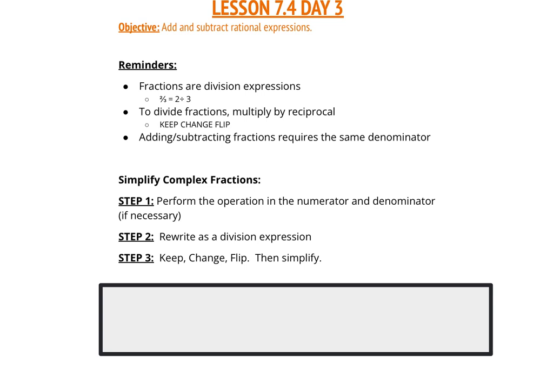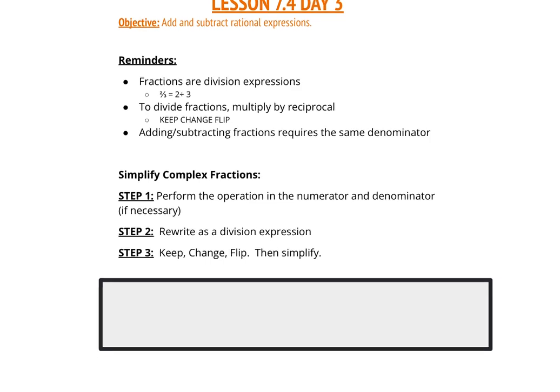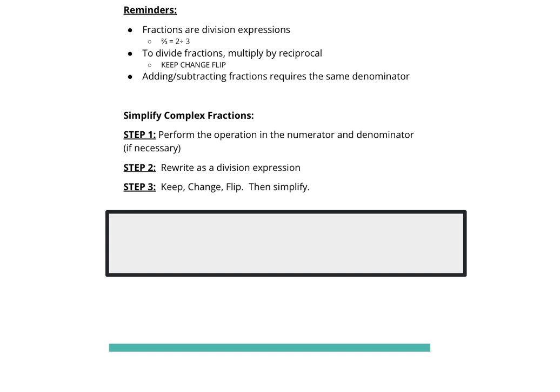I said 2/3 is the same as 2 divided by 3. So once we have just a numerator and a denominator, we're going to rewrite it as a division problem. After that, we do keep, change, flip, and then we just multiply it like we've multiplied fractions before and simplify if we need to. Complex fractions, we're just dealing with no letters right now, okay? So we're just going to review with numbers only.